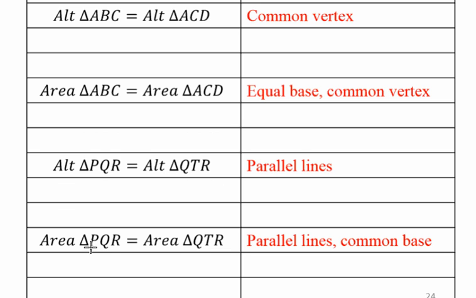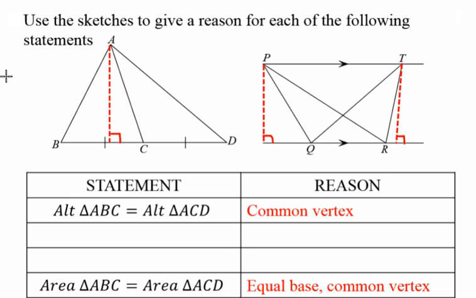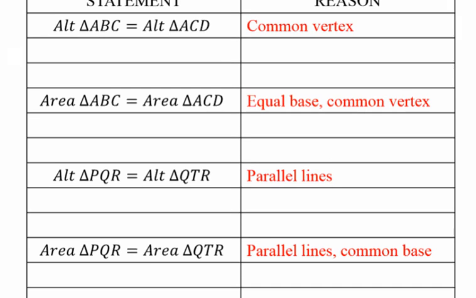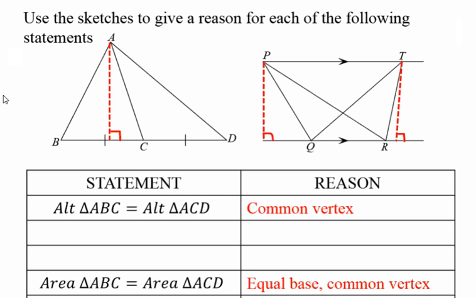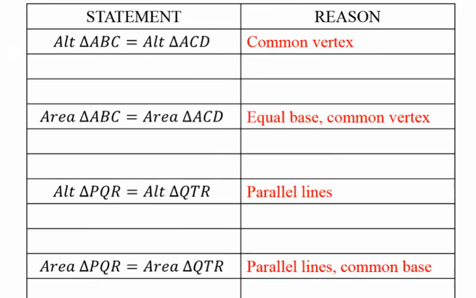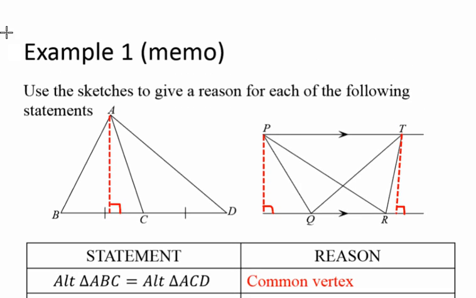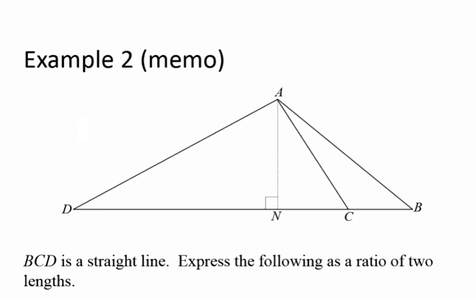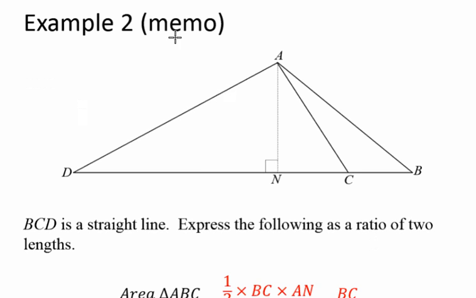Then they say area of triangle PQR is equal to area of QTR. PQR, QTR. Why is that true? Because they lie between parallel lines and they have a common base, QR. That's just a bit of background as to working with the different areas. Let's now have a look at this example. We're told that BCD is a straight line. Express the following as a ratio of two lengths.